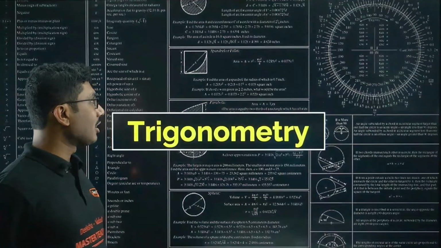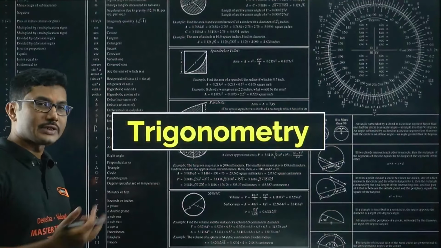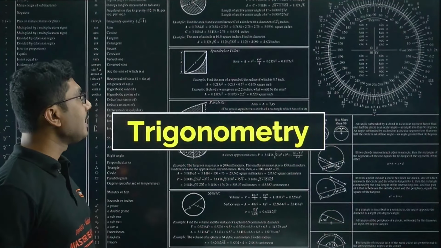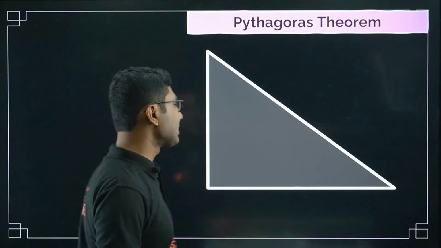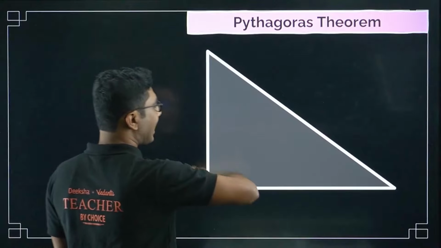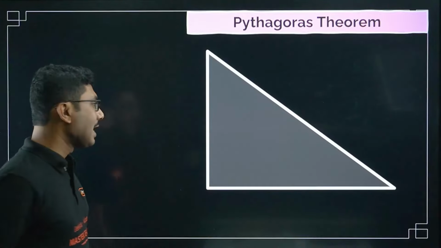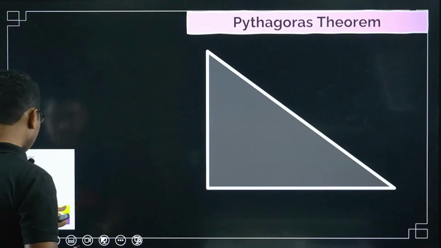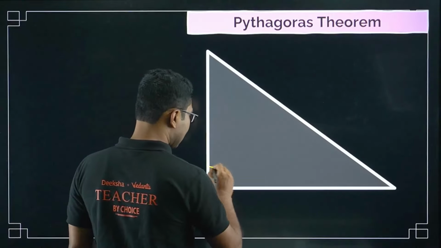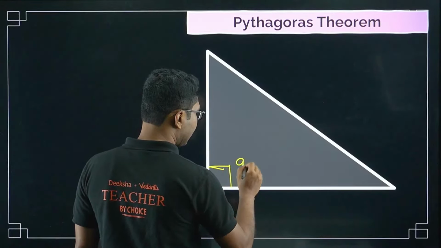Now from here on we will start with the first topic of the day, that is trigonometry. So first obviously the Pythagoras theorem. So what is Pythagoras theorem? If we have a right angle triangle, remember that one of the angles must be a right angle, that is 90 degrees. So here we have this angle as the right angle, 90 degrees.